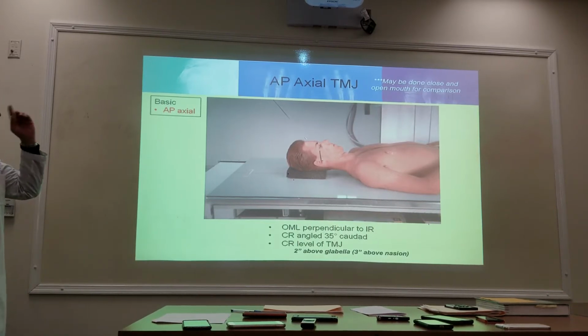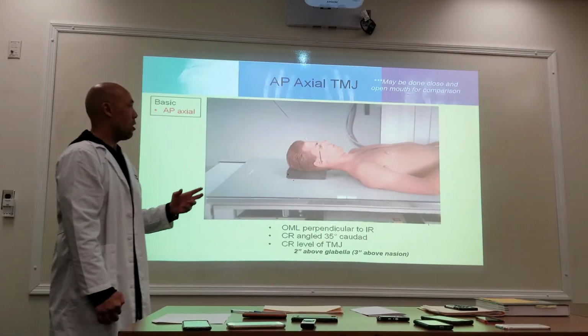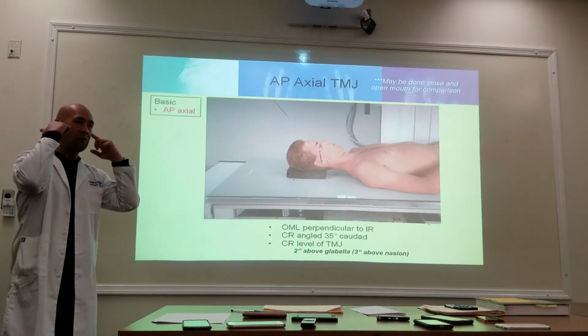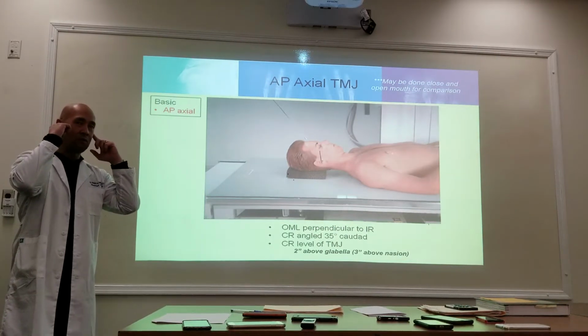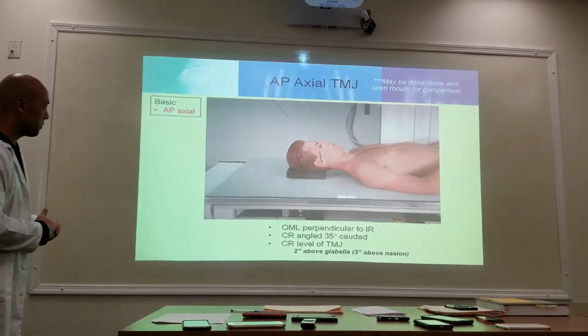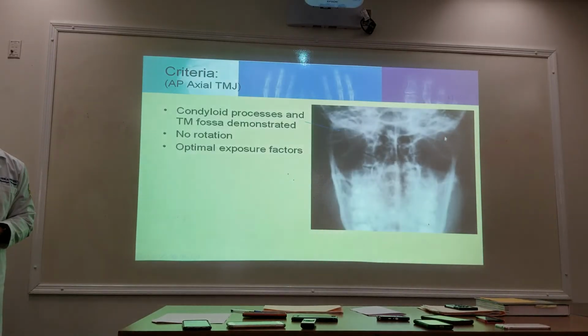You can take comparison views in this projection, one with a closed mouth, one with an open mouth, because remember what happens to your TMJs as you open them. They're going to move forward, right? So we want to do a comparison. Here is the TMJ. There's the condyloid, here is the fossa, and here's the space right here. That's your TMJ, and there's the TMJ of the other side.